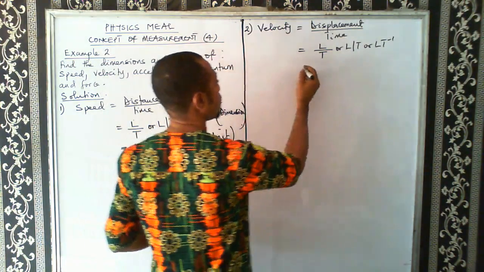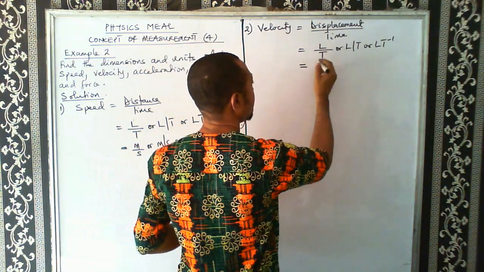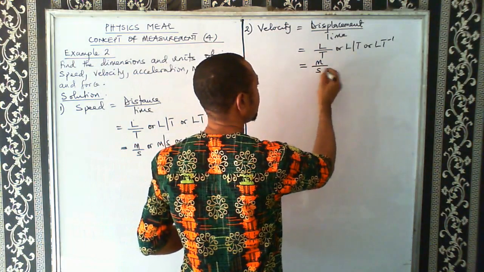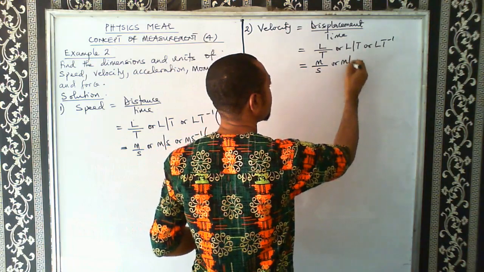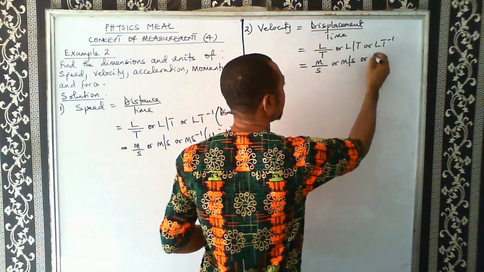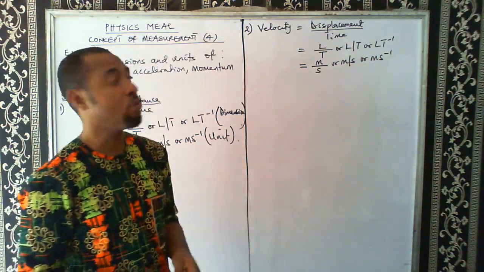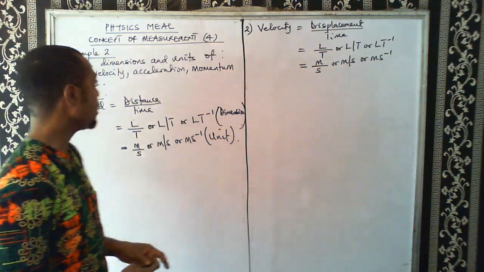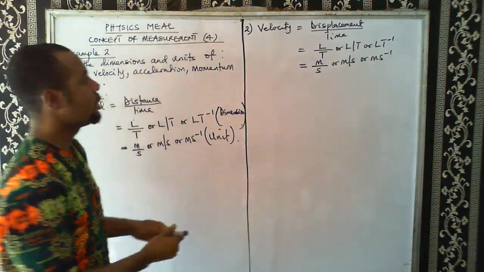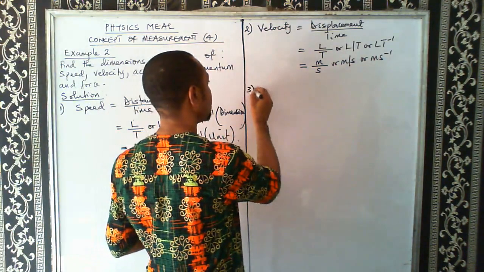So let's look at the unit of this. Length is measured in meters, time in seconds. So this is meter per second. That's the unit of velocity. Okay, we have the third quantity, which is acceleration.